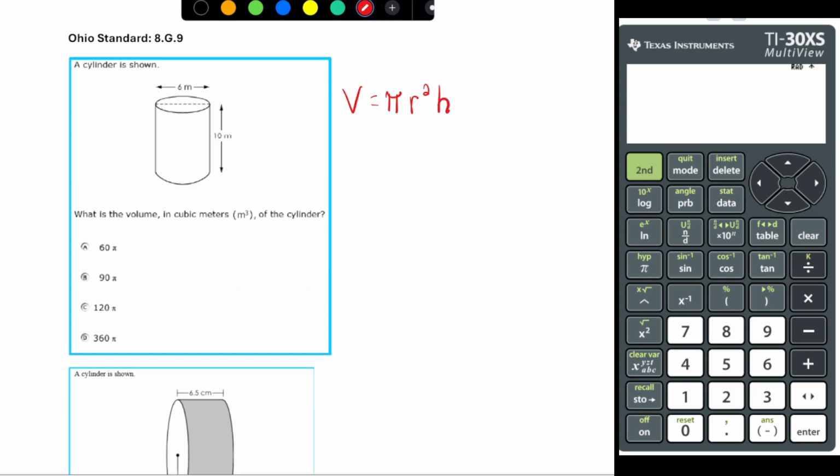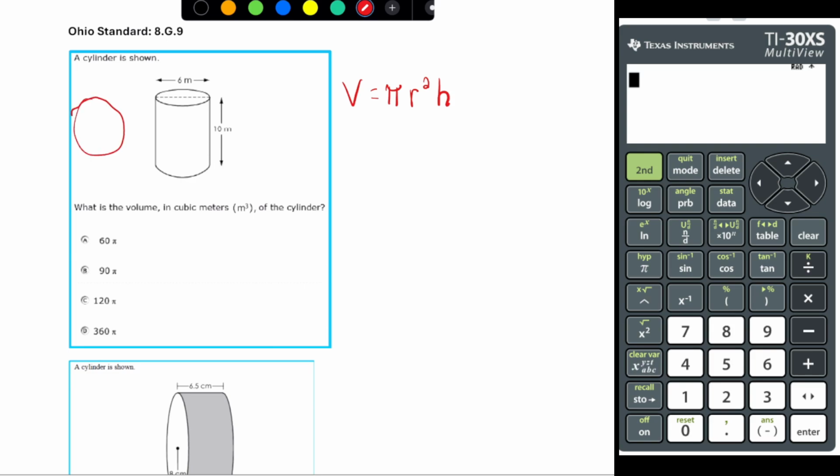So let's talk about the difference about what a radius is. In any circle, you can have three types of lines. You can have a chord, which is any line that extends from one end of the circle to the other.